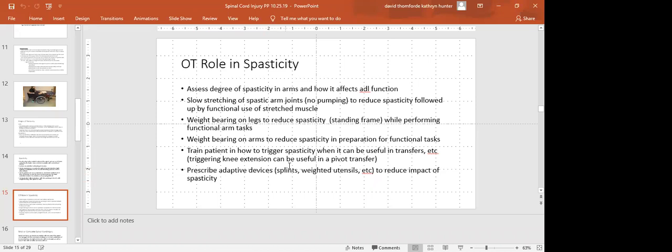The other thing we do is we try and train the person how to use the spasticity in a useful way. So imagine a person who's sitting and they want to stand up. If they can trigger spasticity in their hip extensors that will straighten the body, it will be much easier for them to transfer. I also know people who have been able to walk by triggering knee extension and then walking with elbow crutches. So again, this is the last thing we do, prescribe adaptive equipment to reduce the impact of spasticity.